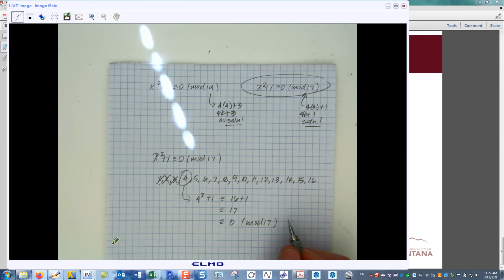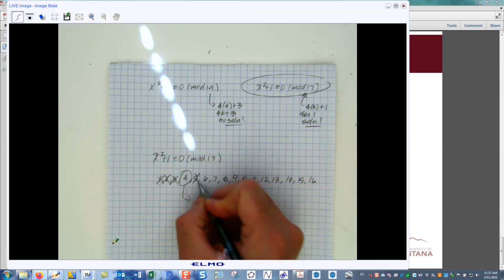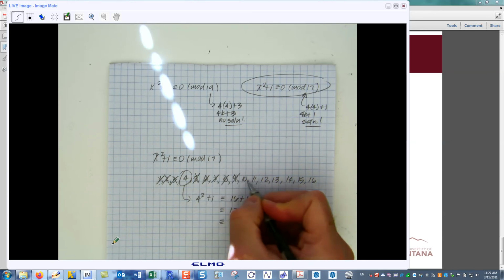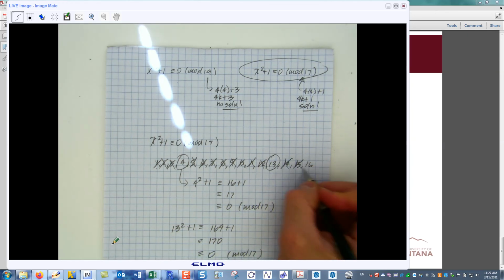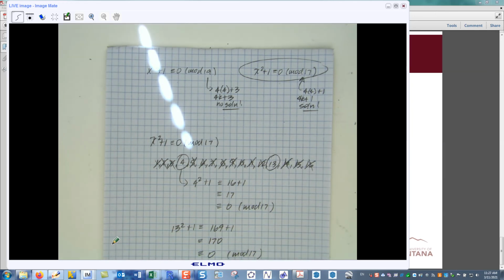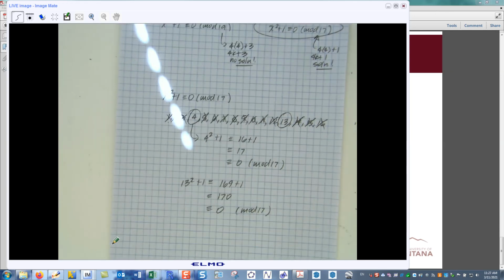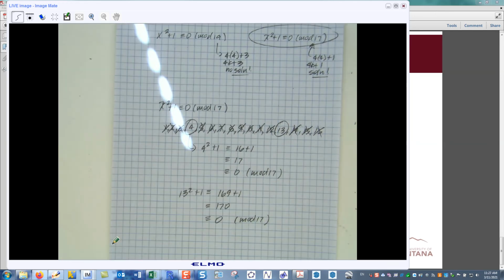And it turns out that you have to search quite a ways. I'm not going to do it on camera, but 5 doesn't work, 6 doesn't work, 7, 8, 9, 10, 11, 12, but 13 actually does work. 13 squared plus 1 is 169 plus 1, which is equal to 170, which is congruent to 0 mod 17. And so these are the two solutions that you get. And just like in solving quadratic equations with the quadratic formula, the number of solutions you get is of course 2 for a quadratic congruence equation.